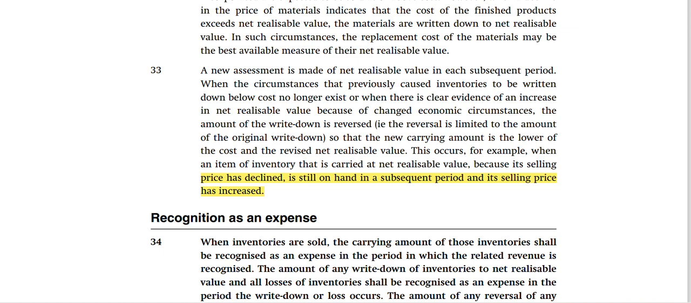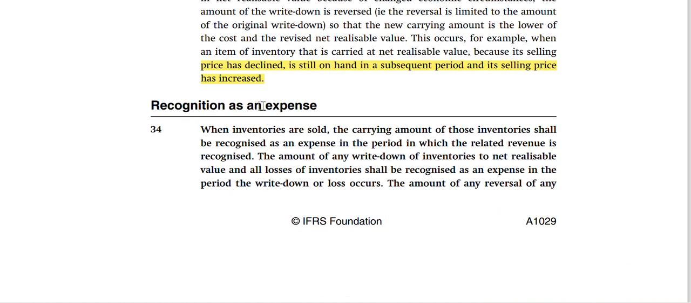So now we are looking at recognition of expense. Expenses are recognized when the inventory is sold, that's number one, or when it is written down to the lower of cost or net realizable value. When inventories are sold, the carrying amount of those inventories shall be recognized as an expense in the period in which the related revenue is recognized. The amount of any write-down of inventory to net realizable value and all losses of inventory shall be recognized as an expense in the period the write-down or losses occur.